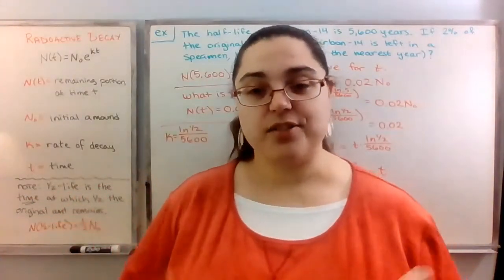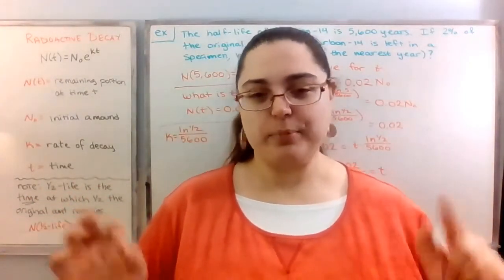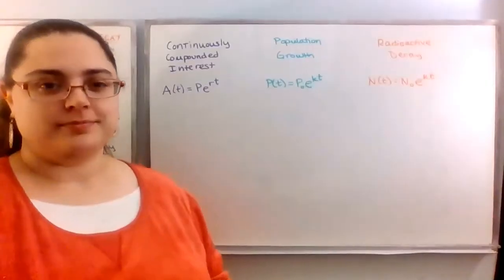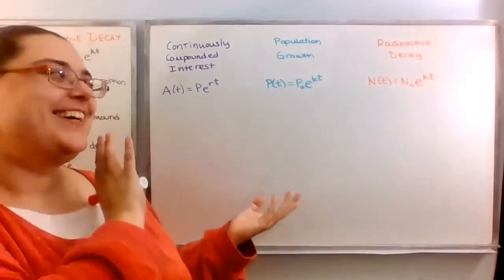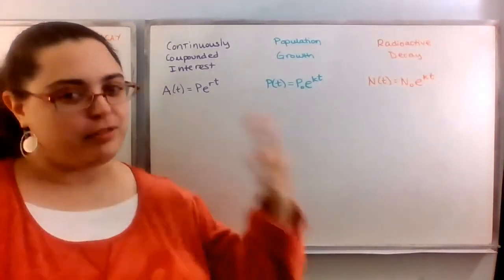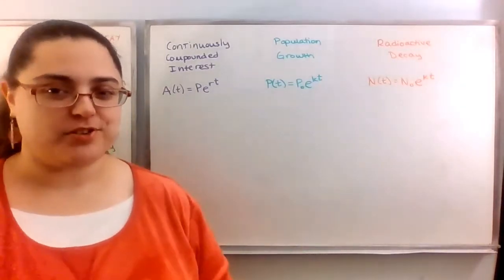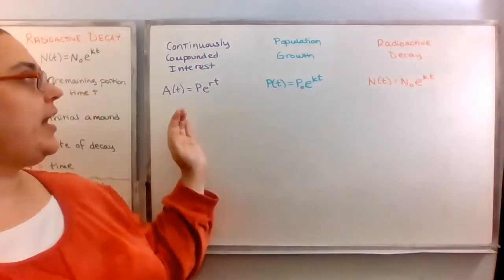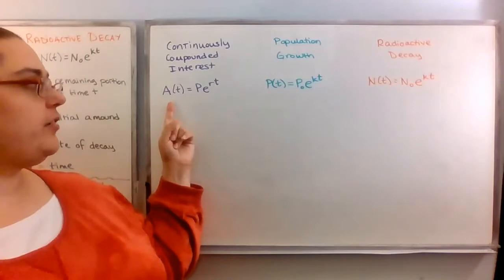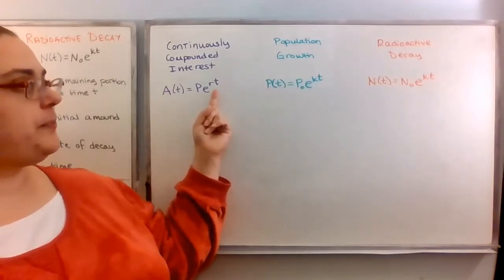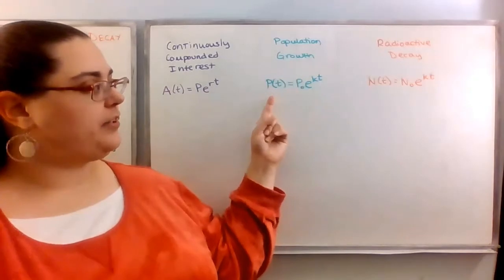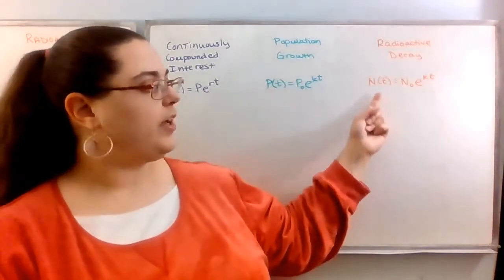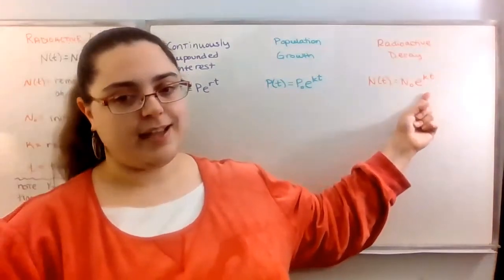All right, and so that's going to be it for this radioactive decay. But before we leave off, I do want to check out one more thing. So we've been talking about 3 different types of applications for exponential functions, and I wanted to take a minute and just look at these formulas that we had. So when we had continuously compounded interest, we had A of t was P times e to the rt. For population growth, we have P of t is P naught times e to the kt. And for radioactive decay, we have N of t is N naught times e to the kt.